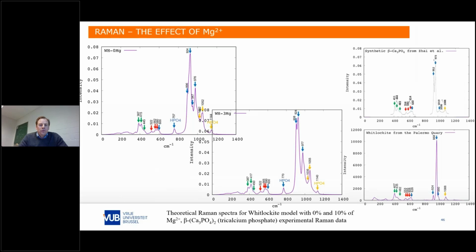Here with the Raman data, we also assigned all the peaks for the different systems, the substitutions and so on. As you can see, we have zero magnesium, and then we go to 3, and then we have some experimental data to compare with. Okay, this is the conclusion.